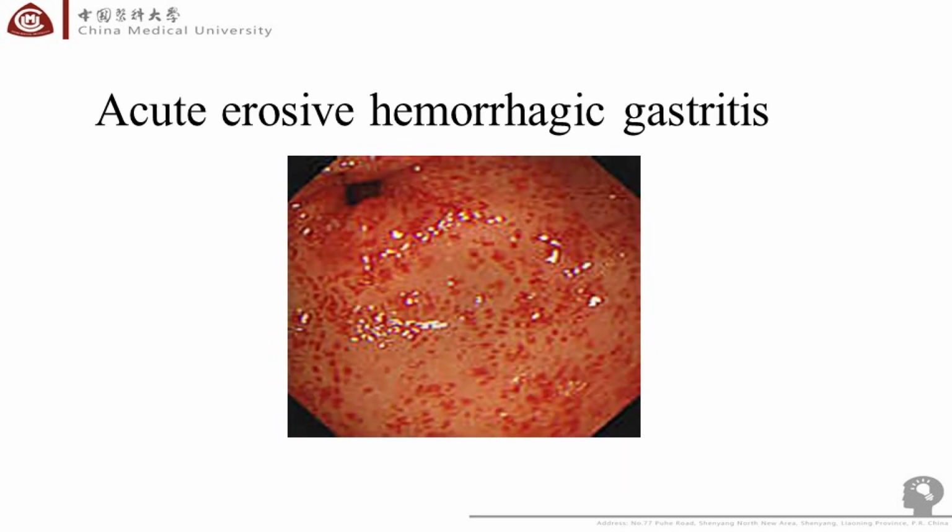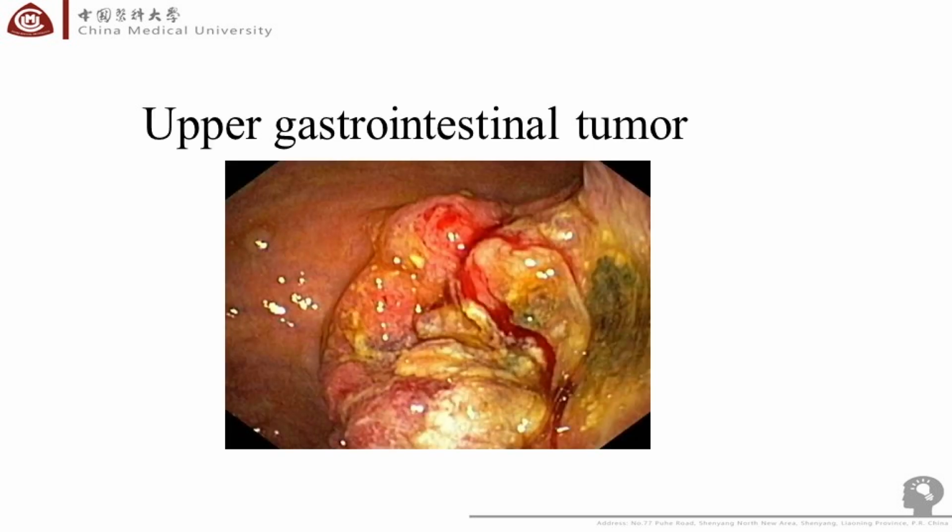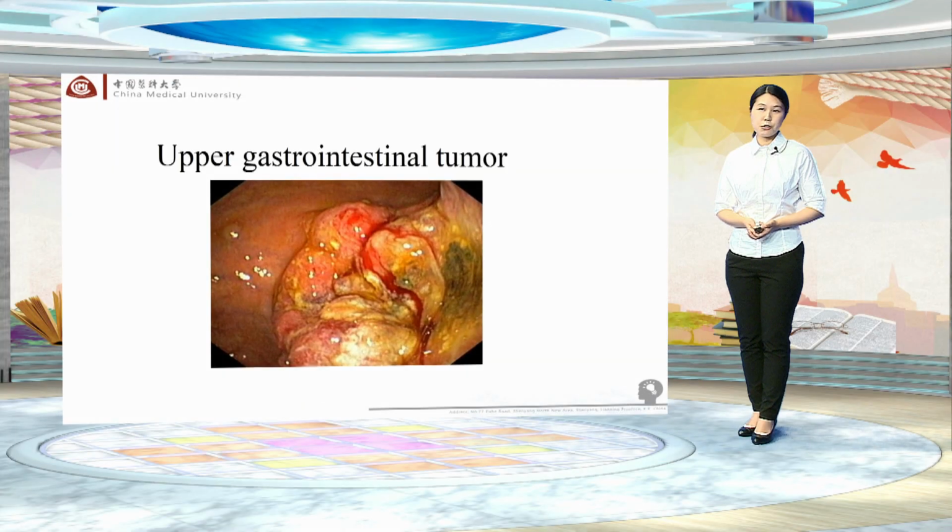Acute erosive hemorrhagic gastritis is another common cause of UGH. It can be caused by drugs, alcohol, stress, etc. It usually manifests as diffuse mucosal inflammation. This is gastric cancer. We can see the ulceration and bleeding of the tumor site.